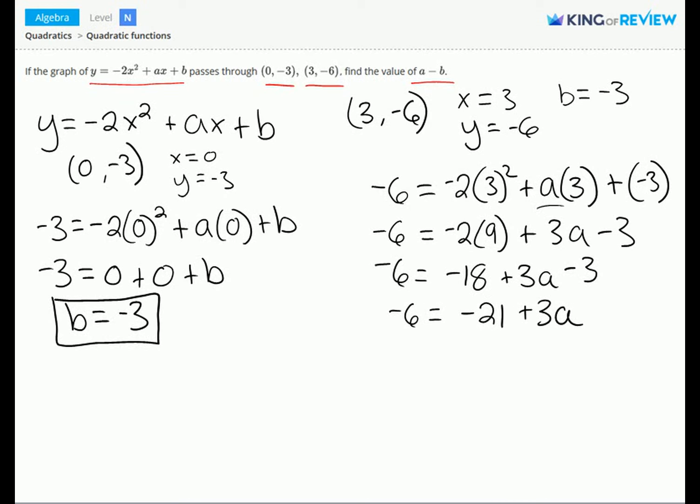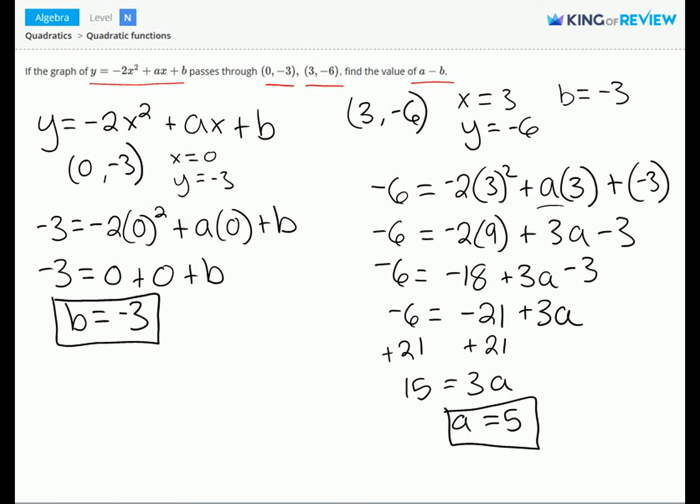And we want to move the 21 to the other side, so we'll add 21 on both sides. This gives us 15 equals 3a, and solving for a, we get a is equal to 5. So now we know our a and b values.